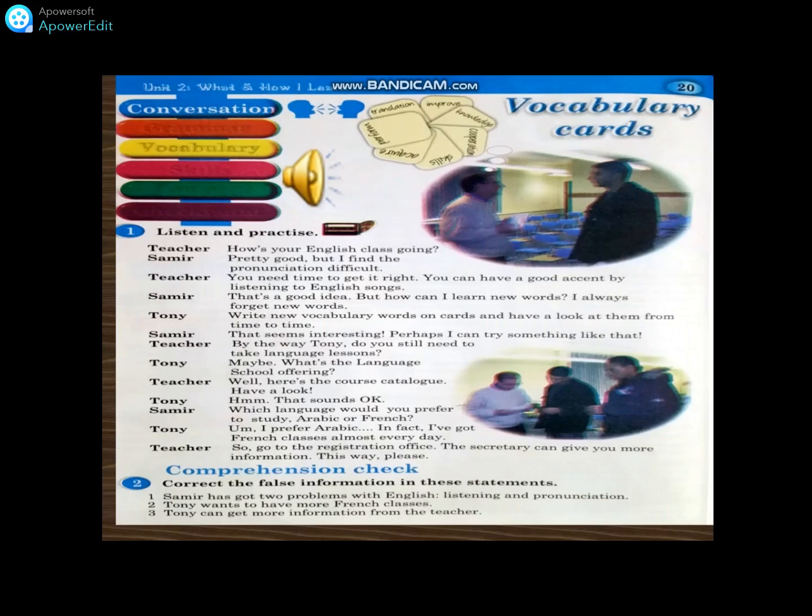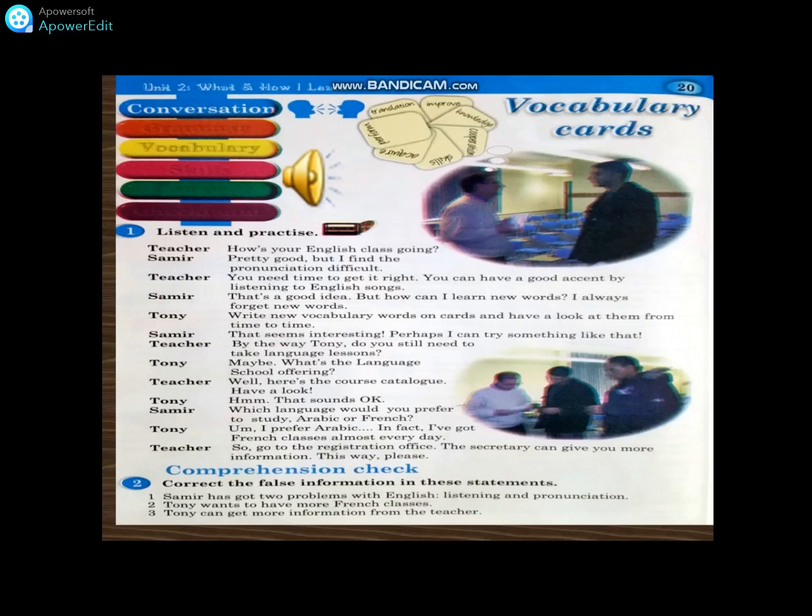How's your English class going? Pretty good, but I found the pronunciation difficult. You need time to get it right. You can have a good accent by listening to English songs. That's a good idea. But how can I learn new words? I always forget new words. Write new vocabulary words on cards and have a look at them from time to time. That seems interesting. Perhaps I can try something like that.